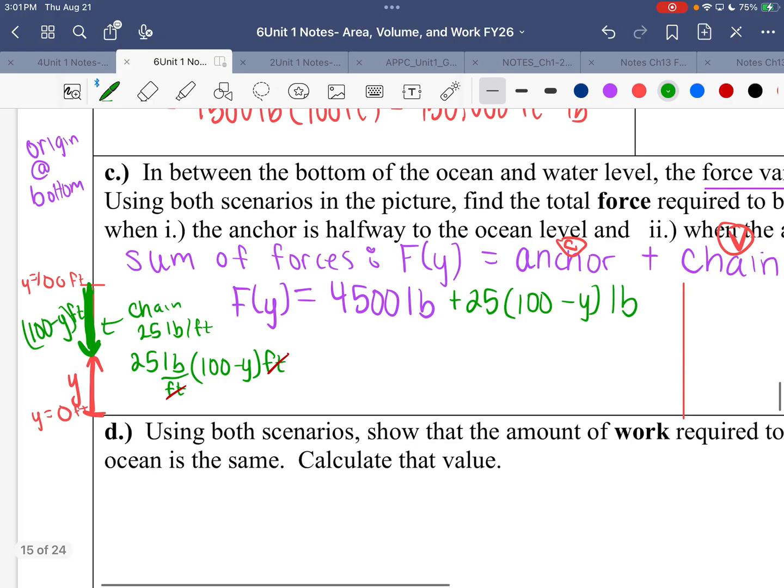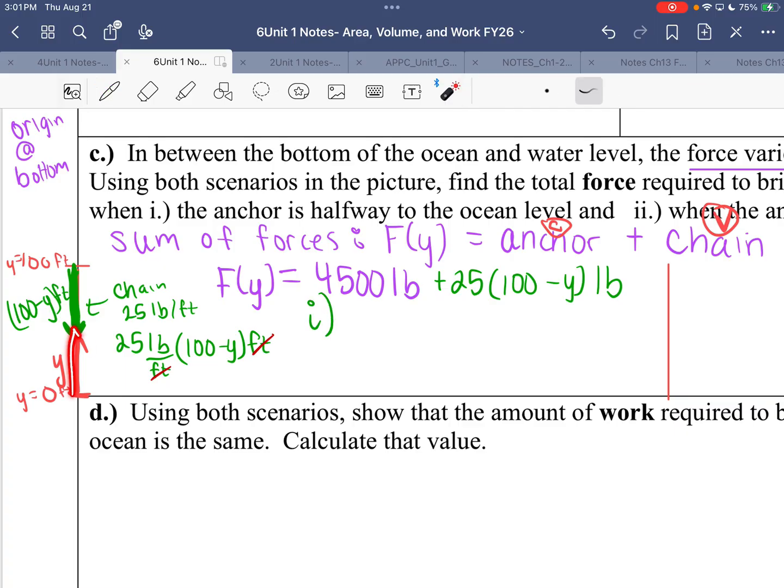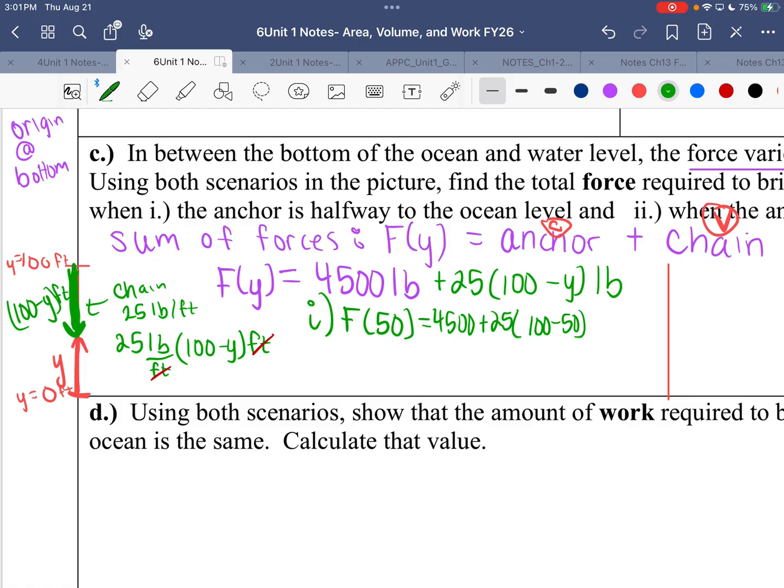Are there questions about how we got to that? That'd be the key. Okay, so now let's try to do halfway. If I had moved the chain halfway up or down, how many feet have I moved it? 50. I'm plugging in, and I get 5,750 pounds.